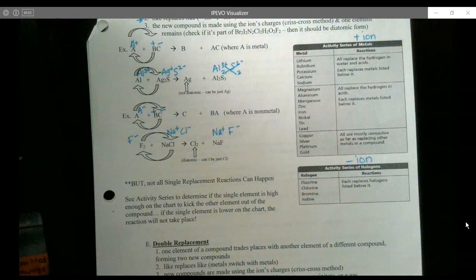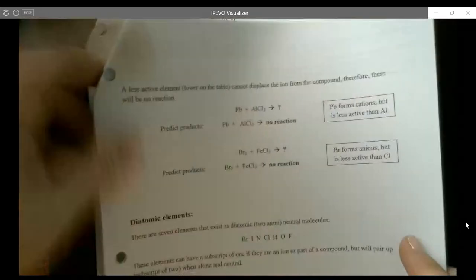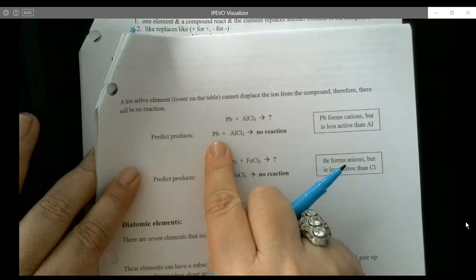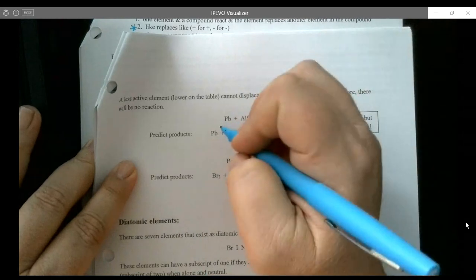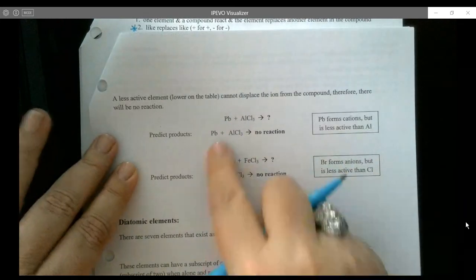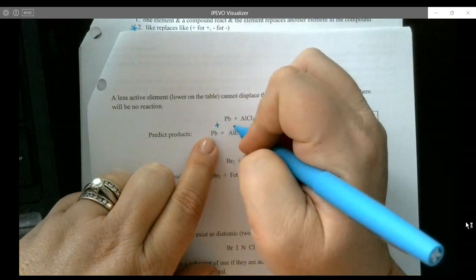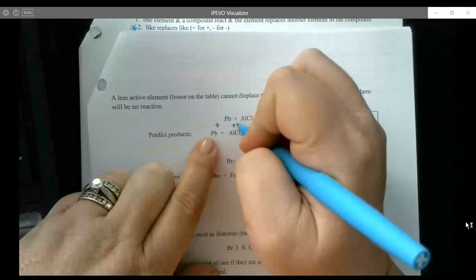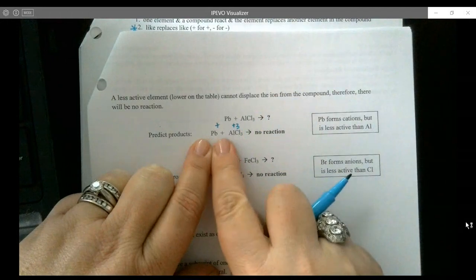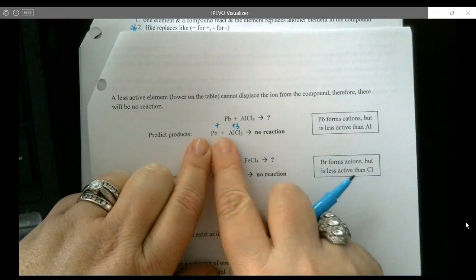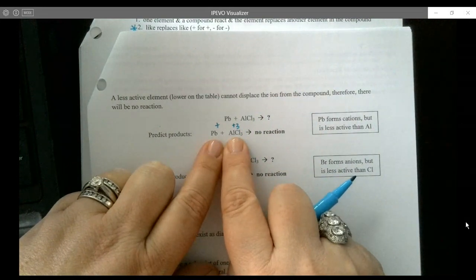But I've put a couple of examples in here for you. So like here, lead, Pb, is going to be a positive charge, okay? And aluminum is the positive charge. So this is positive. Aluminum, remember we said, was a positive 3. And so lead is trying to kick aluminum out. So we look back to that chart.